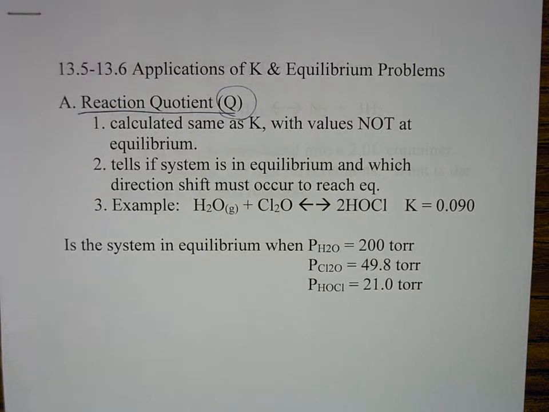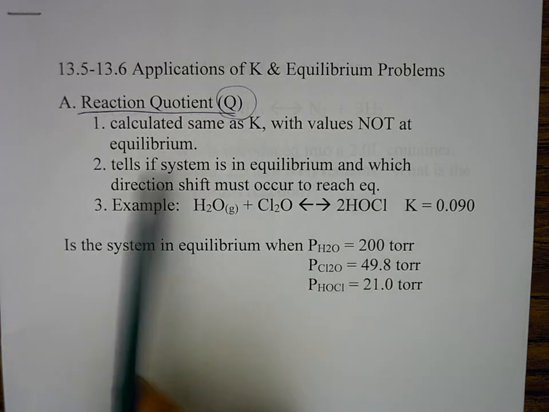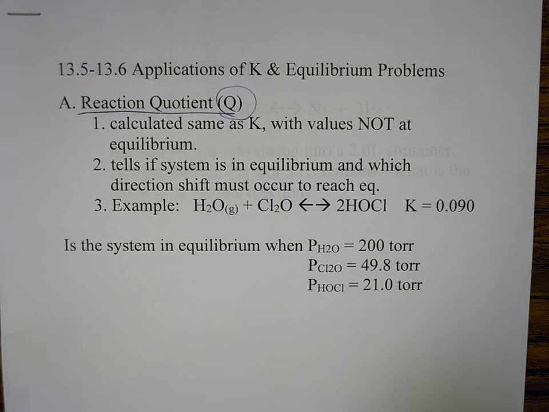The cool thing about calculating Q is it's the same as calculating K. You set up the expression the same way, and you plug in values, whether it's pressures or concentrations. The only difference is that the pressures and concentrations you're given are not necessarily equilibrium concentrations or pressures. So again, it tells you if the system is in equilibrium and which direction it has to go to reach equilibrium.